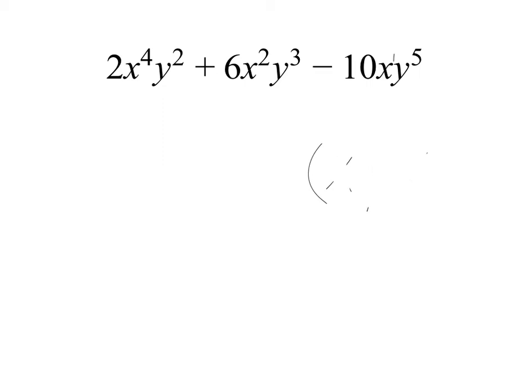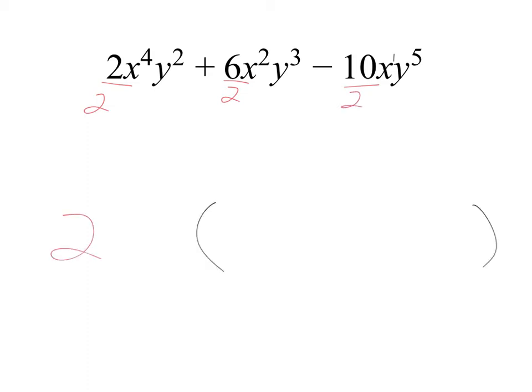All right. Let's take a look at our GCF. First, let's take a look just at the numbers. I've got a 2, I've got a 6, I've got a negative 10. Well, I can divide everything by 2. They're all even. So my GCF is going to include a 2.